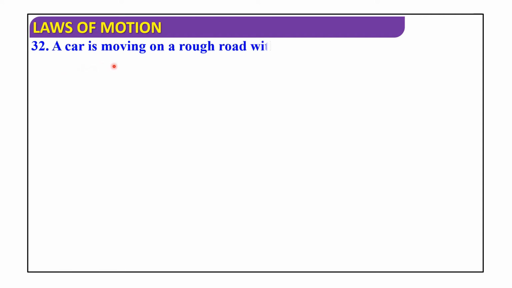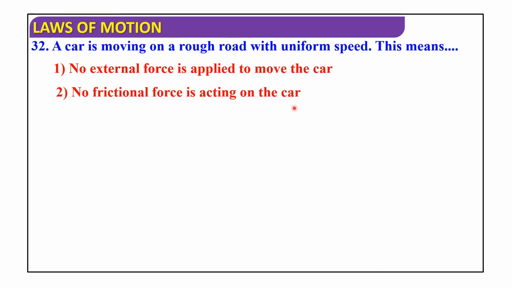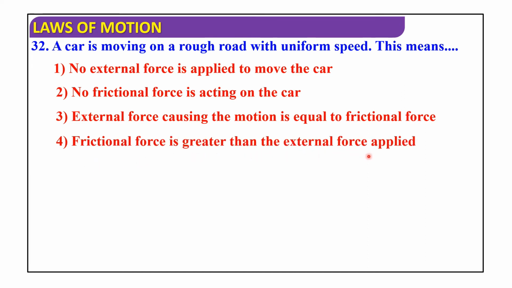Next, a car is moving on a rough road with uniform speed. This means no external force is applied to move the car, no frictional force is acting on the car, external force causing the motion is equal to frictional force, frictional force is greater than the external force applied. So here a car is moving on a rough road with uniform speed. This means external force causing the motion is equal to frictional force. Okay. Next.